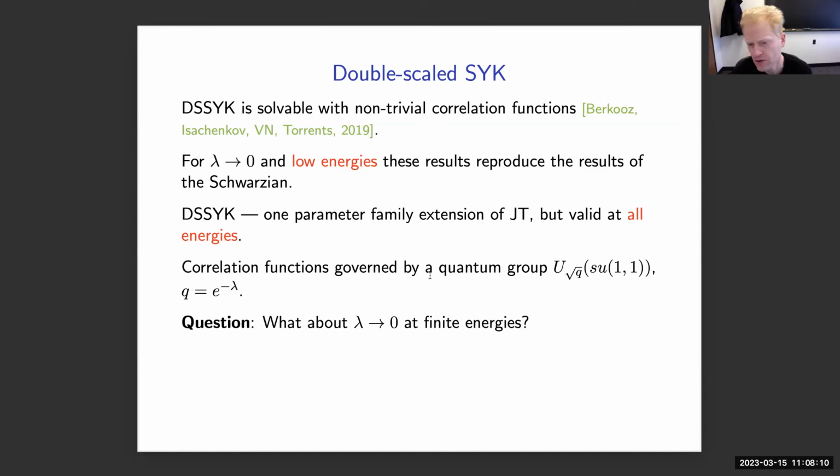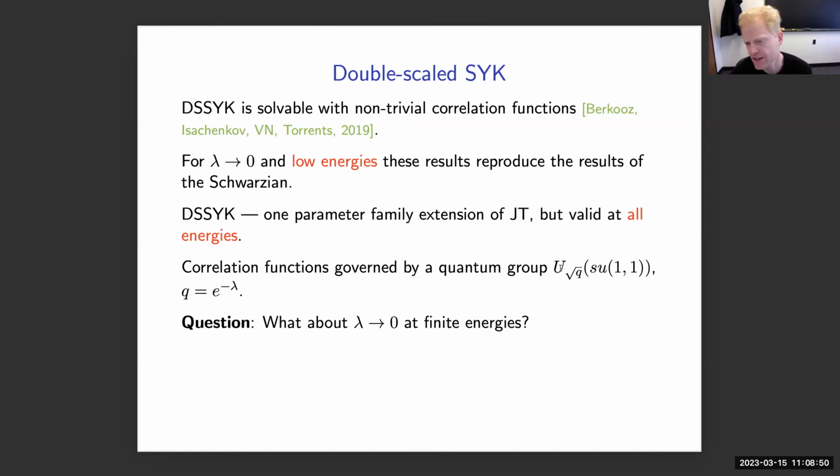representation theory of SL2. So in double-scaled SYK, these correlation functions that I mentioned are represented by representation theory of a quantum group, U_q(SU(1,1)). So this q is e to the minus lambda. That's the thing that is better to denote by q because of this quantum group. But what I want to emphasize is that in double-scaled SYK, these correlation functions described by this quantum group are valid at all finite energies, and not only at low energies as in the Schwarzian. So that's just an important difference.